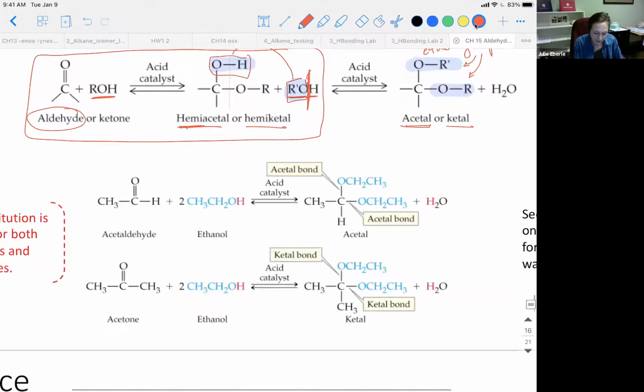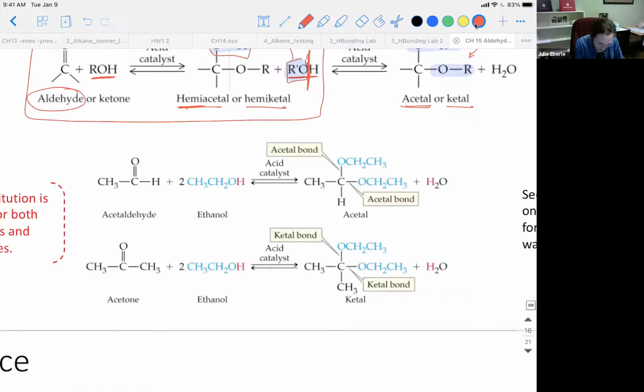Now, you'll recognize it if you look at your product. If I look at this acetal right here, you're going to retain this particular hydrogen, because remember, aldehydes always have this hydrogen branched off the carbon. You don't lose that hydrogen. So if your final product has a hydrogen bonded off that carbon, my product is an acetal. But notice with a ketone, such as acetone, I don't have any hydrogen bonded off my carbon, so I don't have any carbon-hydrogen bond in my final ketal. So that's one way you can tell them apart.